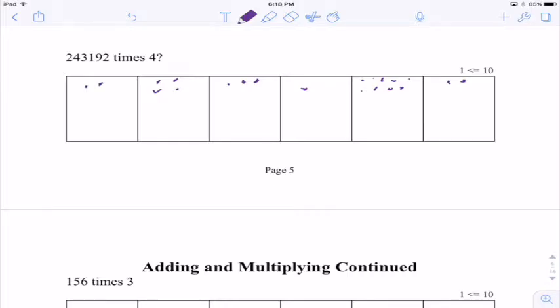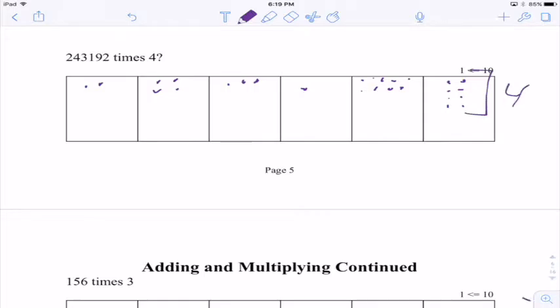Well, what does it mean to multiply something by 4? Well, we need to make it 4 times. So instead of those 2, we need 4 of those. There we go. We multiplied it by 4. You can see those 4 right there.